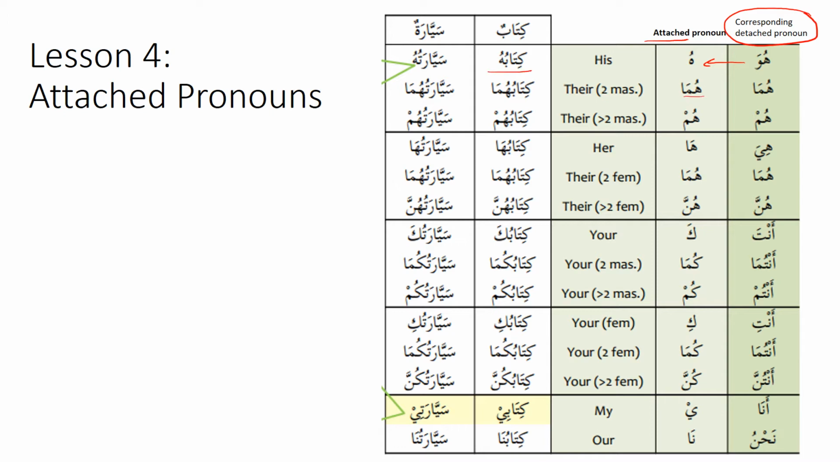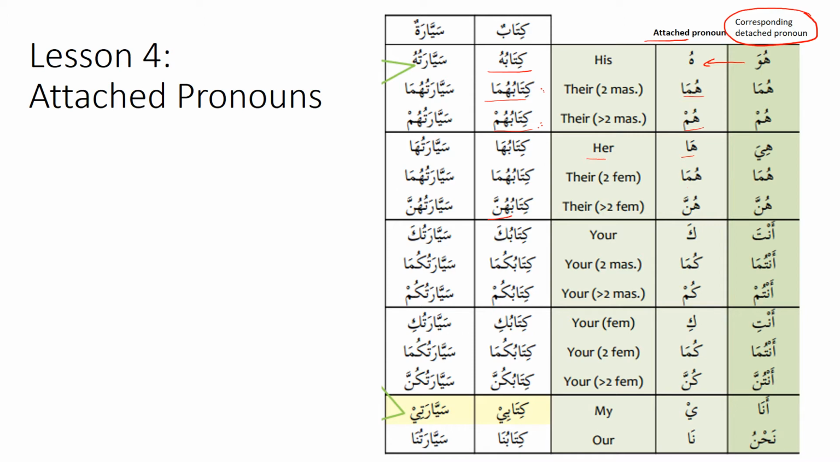Kitab plus huma equals kitabuhuma, their book. Kitab plus hum equals kitabuhum, their book. But there's a difference between kitabuhuma and kitabuhum. Kitabuhuma is dual, kitabuhum is plural. Kitab plus ha equals kitabuha, her book. Kitab plus huma equals kitabuhuma, their book, but it's for female. Kitab plus hunna equals kitabuhunna, their book.